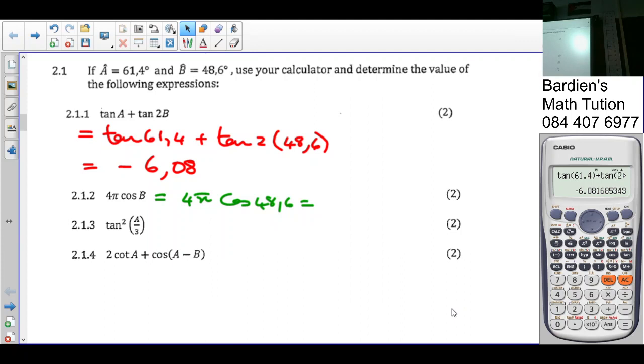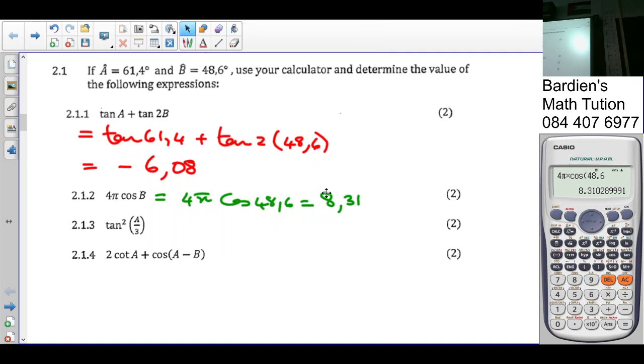Put that in a calculator. 4 pi times cos of 48.6 gives 8,31. All okay with that? Yes.